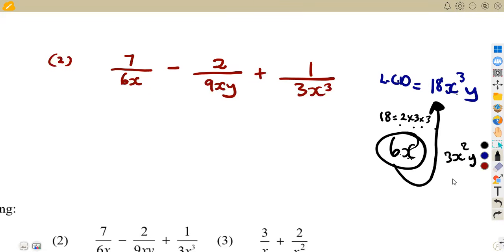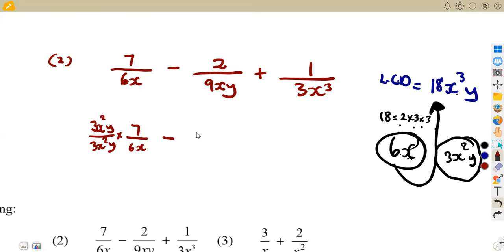So that the denominators will be the same throughout. It means we must have the same LCD. So you have to ask yourself, what can I do to multiply this term to give me exactly what I have on the LCD, which is this one? So we're going to multiply by 3x squared y. It means we are going to have 3x squared y over 3x squared y. Remember, what you do on the numerator, you do also in the denominator. Multiplied to 7 over 6x, okay?